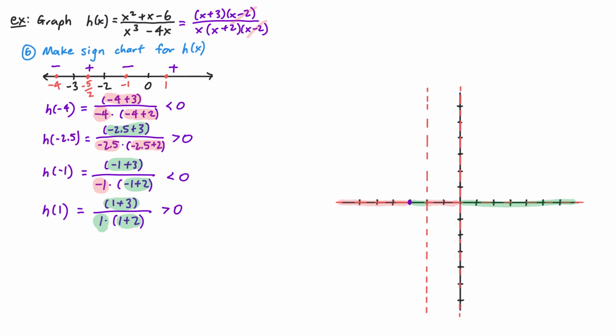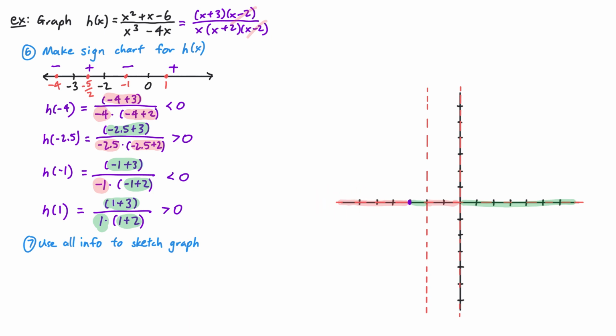So on the red regions, we'll be graphing something that's below the x-axis. In the green regions, we'll be graphing something that's above the x-axis. Now we'll put all the information that we have together to draw our graph. So start with the left-hand side of our graph. The leftmost feature is our horizontal asymptote.